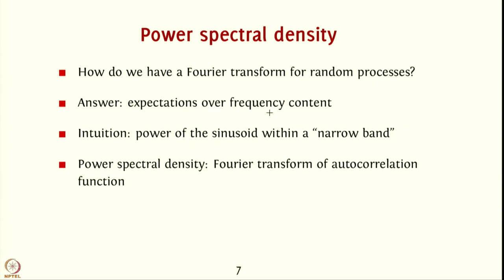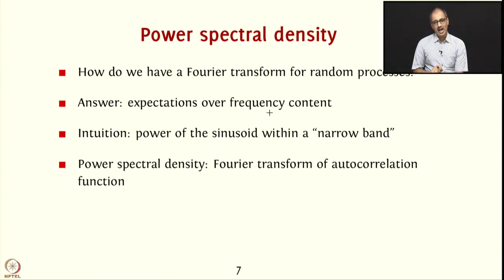The next thing we must be aware of is power spectral density. So, how can we have a Fourier transform for random processes? If you have a realization of a random process and take its Fourier transform, that does not make much sense directly because a realization has a Fourier transform, a different realization may have a different Fourier transform, and this analysis may not make much sense, especially because it is a random process. A better approach would be for us to have a notion of second order statistics or expectations of power over frequency content. So how does this translate?